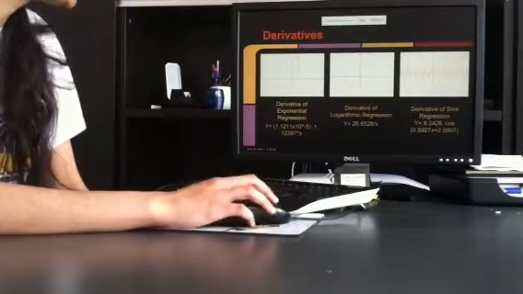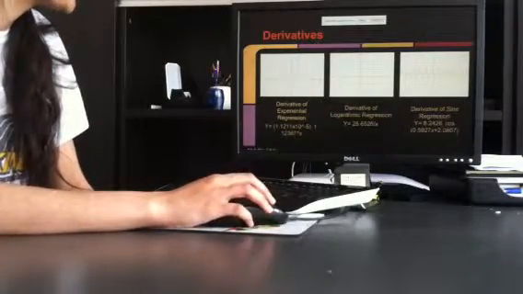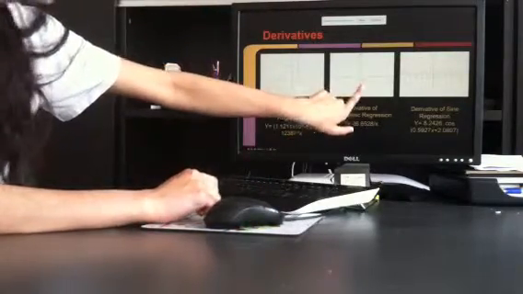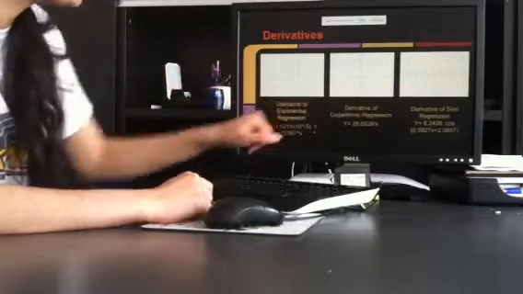These are my derivatives. I did the derivative of the exponential regression, which is this one, the derivative of the logarithmic regression, and the derivative of the sine regression.